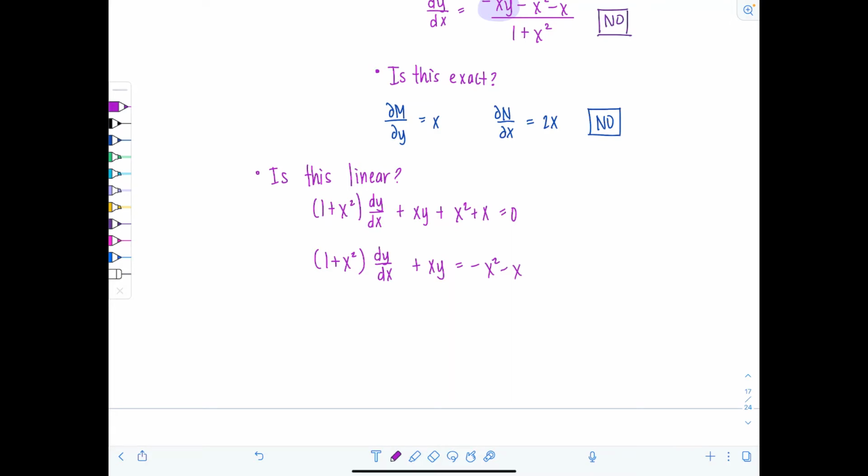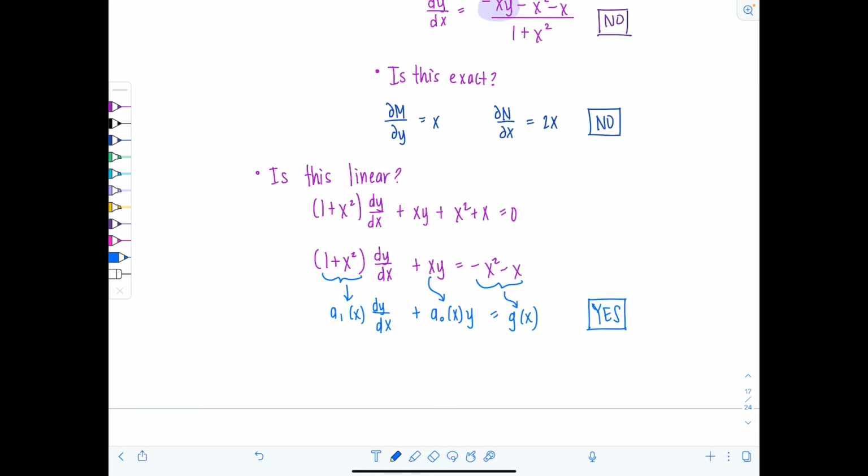And notice, yes, do you remember the original form that I wrote a linear equation can be written in? We have a sub 1 of x dy dx plus a sub 0 of x times y equals some g of x. And yes, I see it. That's my a sub 1 of x. That's my a sub 0 of x. And over here on the right side, that's g of x. So yes, indeed, this is a linear differential equation. Hooray. Now that we've identified it, let's solve it.